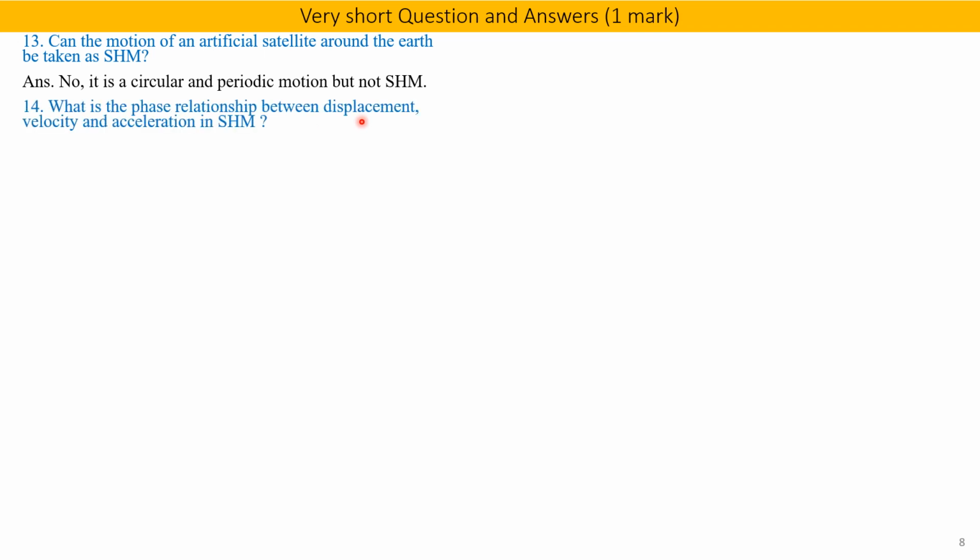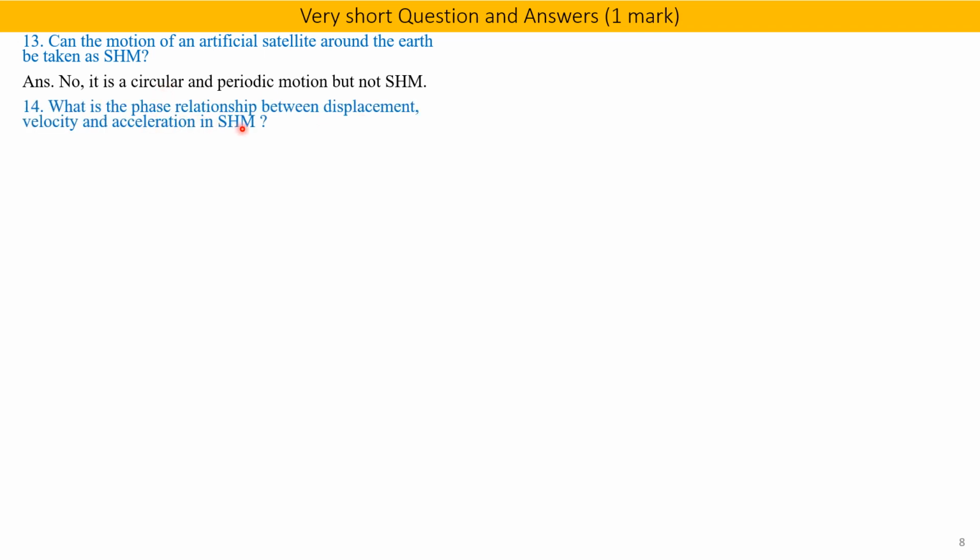Next question. Can the motion of an artificial satellite around the Earth be taken as simple harmonic motion? Answer. No. It is a uniform circular motion, but not simple harmonic motion.